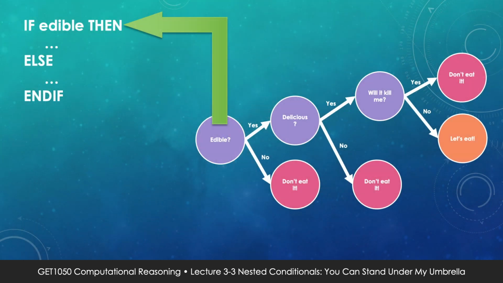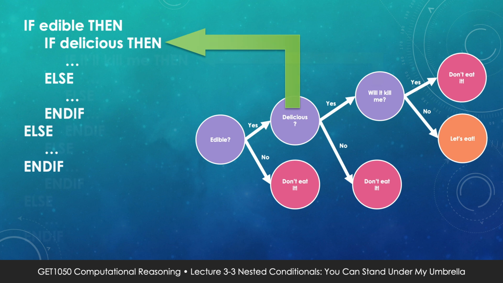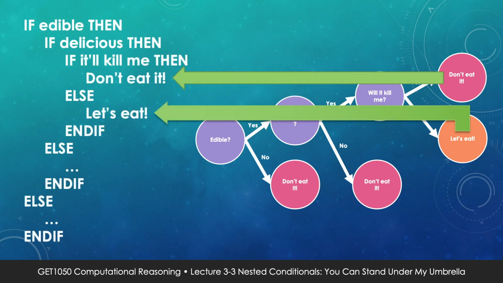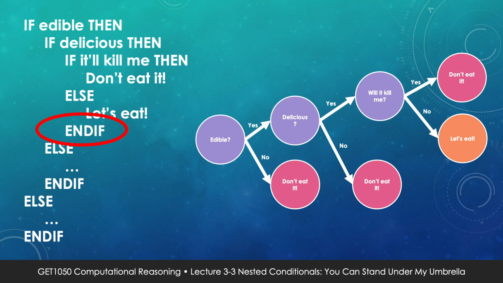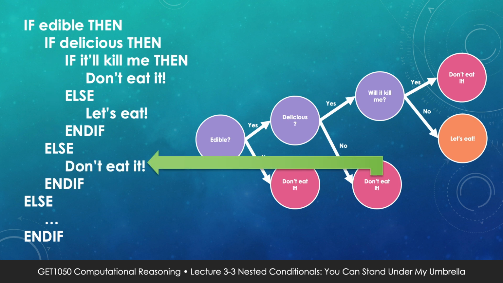If edible, then, and now we introduce our next nesting, right? If delicious, then, if it will kill me, then don't eat, else eat. So we have an end if. Now notice this end if is to say this is the end of our innermost nested conditional. So let's go to the next line. Else don't eat. This is a continuation of the statement if delicious, right? If delicious, then we will do all these things above, else don't eat it.